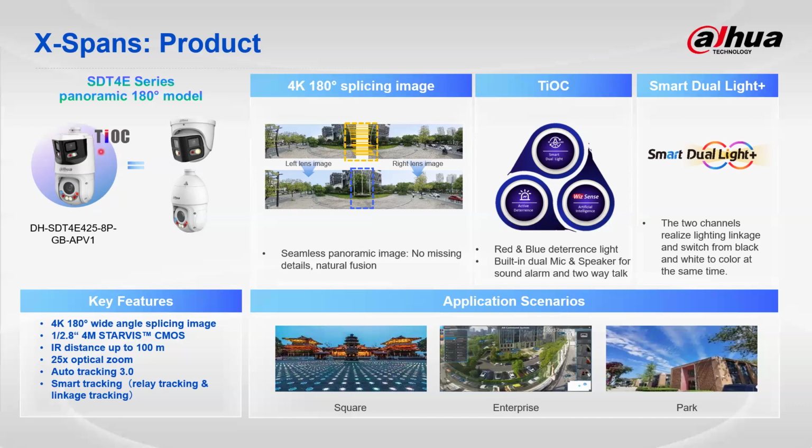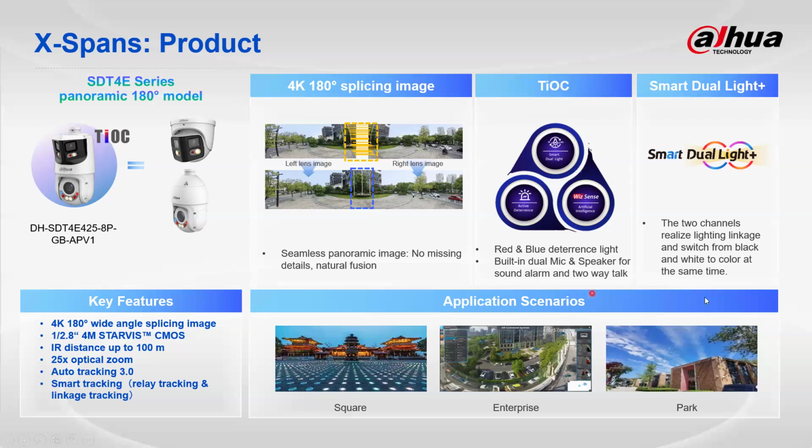So this is a TLC product that comes with this distinct functions. So the features that make up a TLC camera: that's a smart dual lighting function. We have the active deterrence and artificial intelligence. So at the same time, again, we have two technologies combined together. So this supports what we call the smart dual light plus function. So in this case, the two channels rely on lighting, linkage, and switch from black and white to color at the same time. So that can help capture those perpetrators having gone to the different areas that they're restricted.